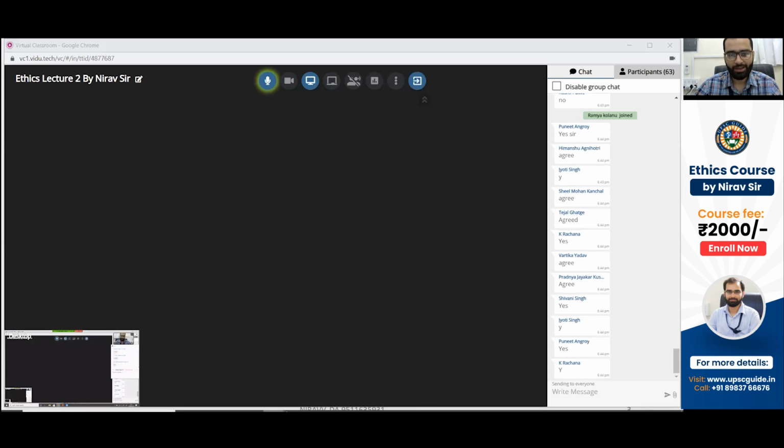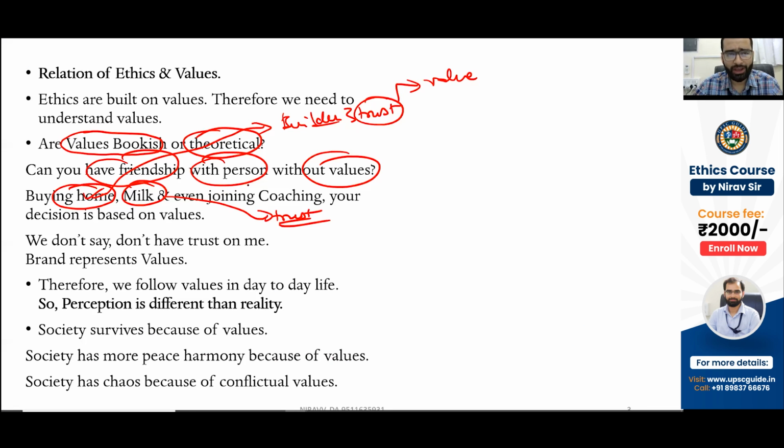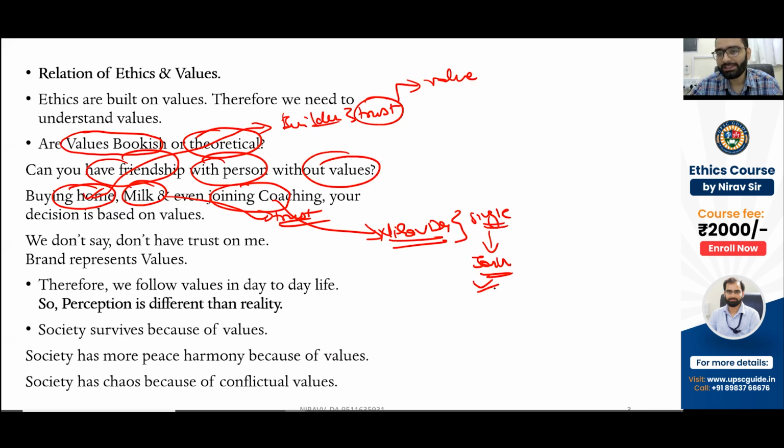Yes, correct. Okay, so basically if you see, even joining a coaching, whether you join Nirav Das classes, what was one single factor which made you join these classes? What was that one single factor? Somewhere or other you would have put trust on me. आपको लगा होगा कि नहीं, this person is going to not cheat us. So basically nature and genuineness, exactly.